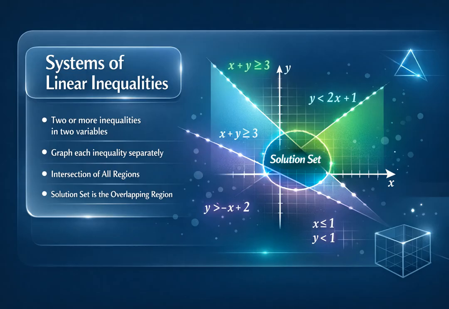Systems of linear inequalities involve two or more inequalities in two variables. The solution is the intersection of all the regions, where all inequalities are satisfied simultaneously. Graph each inequality separately, then identify the overlapping region. This intersection is your solution set.